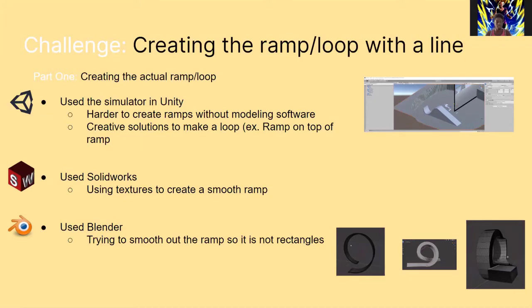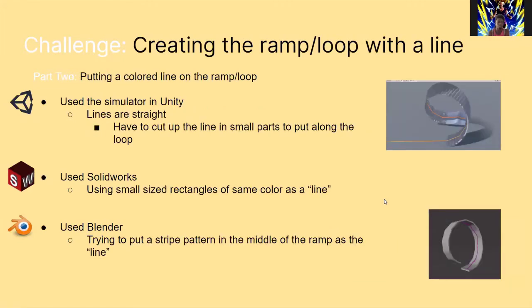Another problem we faced was trying to put a colored line on the track for our car to follow. We tried to tackle this problem in different ways also. In Unity, the colored lines cannot be put straight onto curved surfaces, so we had to break up the line into tiny segments and put it onto the loop. In SolidWorks, we had to do something similar. We had to use small-sized rectangles of the same color and put them in a line pattern. In Blender, we tried to put a stripe pattern through the middle of the loop that could be used as a line for the car to detect.